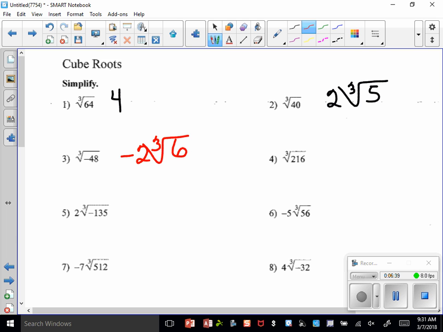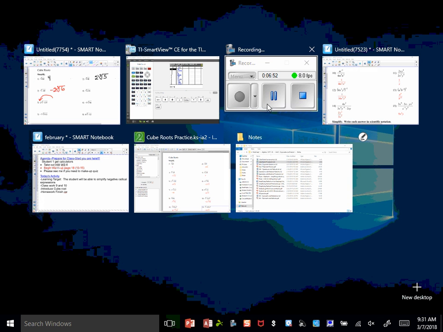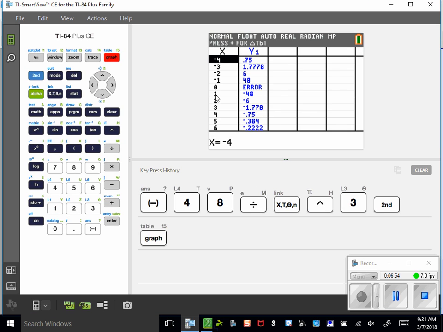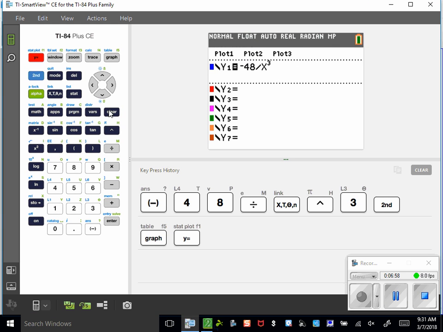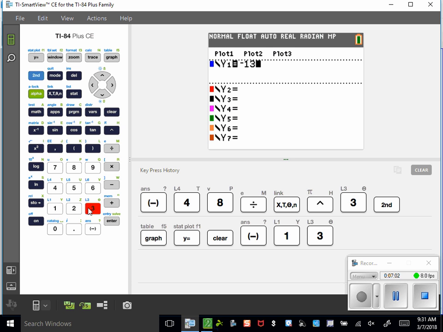Let's do number 5, because what happens if there's a number already there? We already know with square roots you multiply it. You do the same thing for cube roots. So we're going to put in negative 135 this time. I'm going to hit my y equals, negative 135, divided by x to the third power.